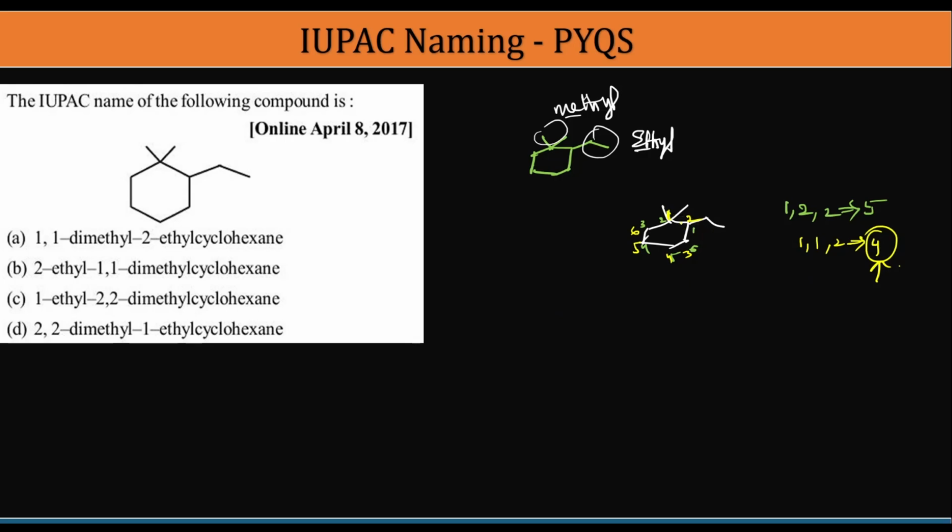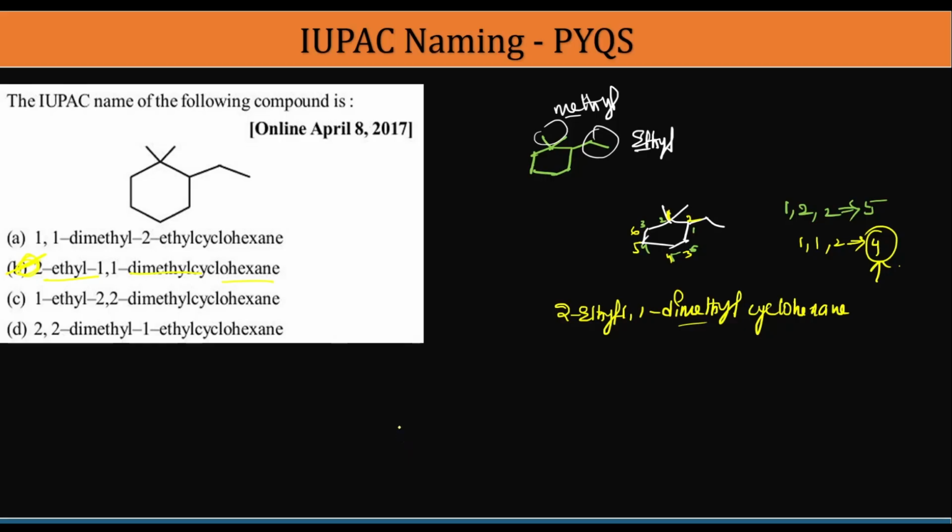So that's why we'll prefer this order. It starts from the methyl groups. So how can you write? 1 comma 1 dimethyl. Will you write 1 comma 1 dimethyl first or ethyl? You have to write ethyl because E comes first, right? So you write 2 ethyl and 1 comma 1 dimethyl cyclo. This is a cyclo compound and hexane. Cyclohexane. So which option is correct? 2 ethyl 1 comma 1 dimethyl cyclohexane.